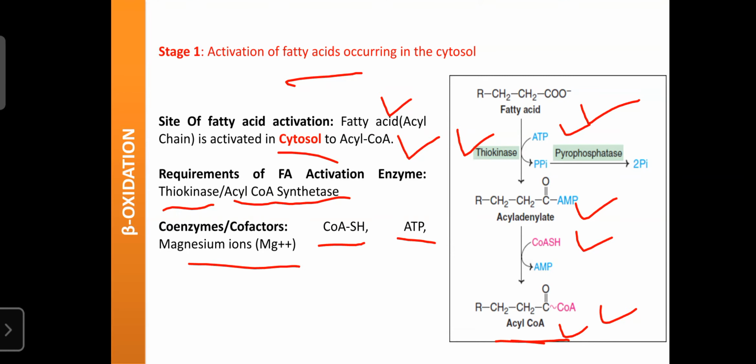This is stage 1, the activation of fatty acids, occurring in the cytosol. The fatty acids present in the cytosol cannot enter into the mitochondrial matrix, and beta oxidation mainly occurs in the mitochondrial matrix. So there is a need for activation, and that activation of fatty acids is done with the help of thiokinase, ATP as well as magnesium.